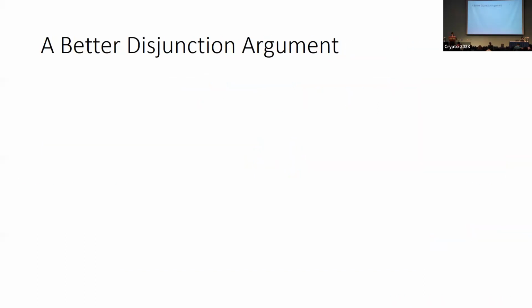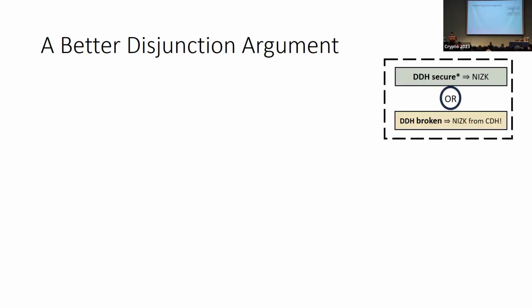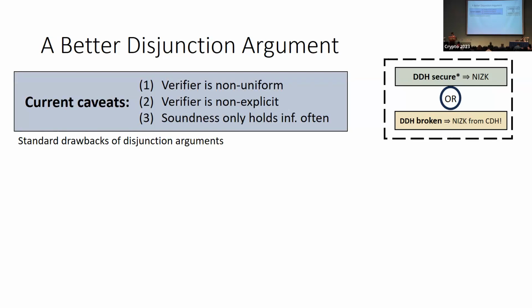Okay. So that's the main blueprint on how we get results. Now I'll talk in slightly more technical detail about how we can try to make these disjunction arguments better in order to address the caveats that we have. Again, the caveat is that the verifier is non-uniform, non-explicit, and soundness holds infinitely often. Another thing you can notice is that this is a standard drawback that you get when you have a construction that builds on the insecurity of some security assumption. So this is a generic problem in techniques that look like that.